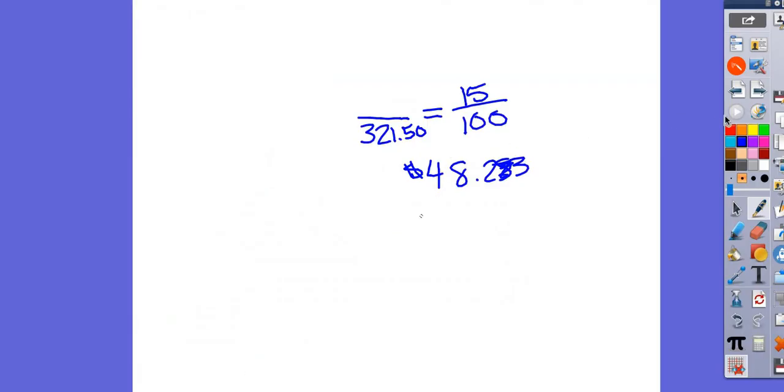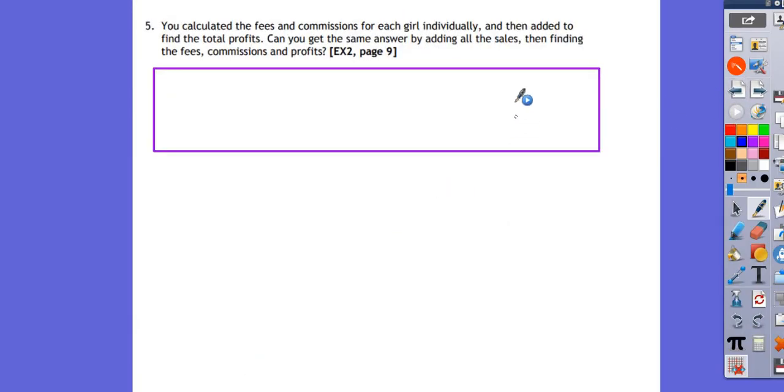All right, moving along, problem 5, I'm going to work over here. It says you calculated the fees and commissions for each girl individually and then added to find the total profits. Can you get the same answer by adding all the sales, then finding the fees and commissions and profits? So they want to know, we did it individually. We did one register, calculated the commission and profits. Another register calculated the commission and profits. They want to add both registers together and just find one total commission, one total profit, and see if it equals the same amount. So let's try that.